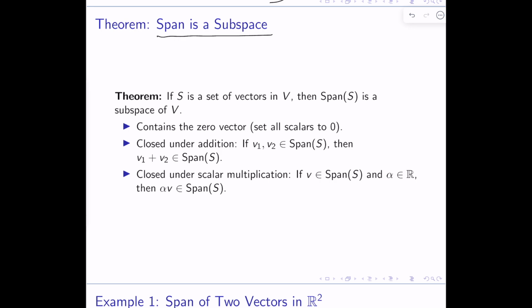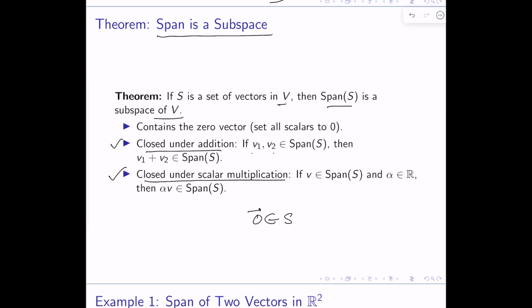Theorem: span is a subspace. So let us prove how the span is going to be a subspace. If S is a set of vectors in V, then the span of S is a subspace. The proof is very simple, because the zero vector belongs to the span, and the span should be closed under addition and closed under scalar multiplication. These are the criteria, or two criteria we can say, to prove the given space is a subspace, right? So these two are also enough to show it.